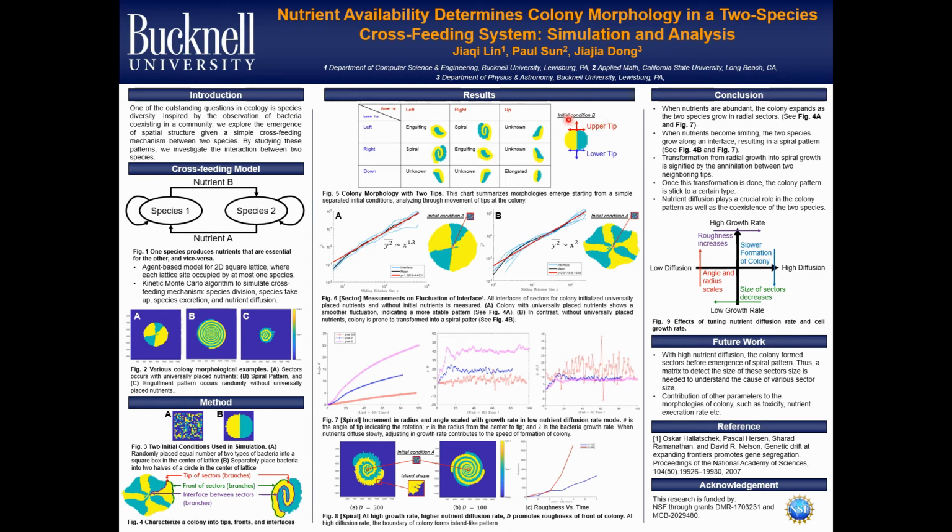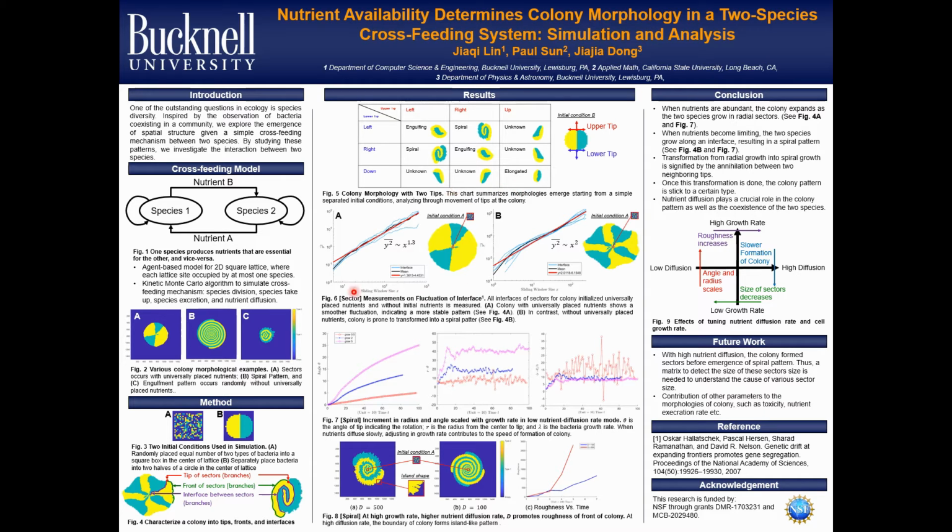Consider the separated initial condition. There are two types in this simple colony, as shown in Figure 5. By simulating and analyzing the movement of types, we summarize all possible morphologies that can occur. Note that only the engulfment and the spiral pattern are stable. Other patterns are likely to transform into these two stable patterns. I will introduce some key findings in our simulation.